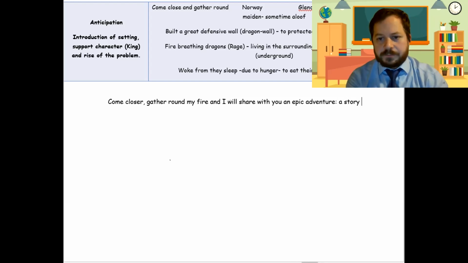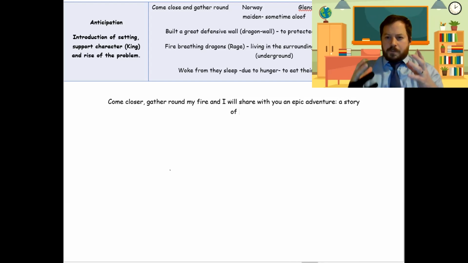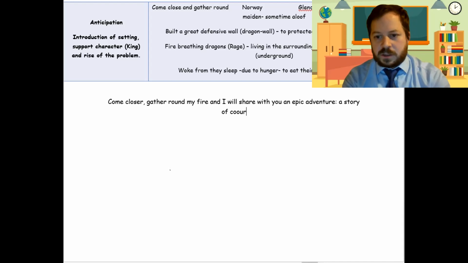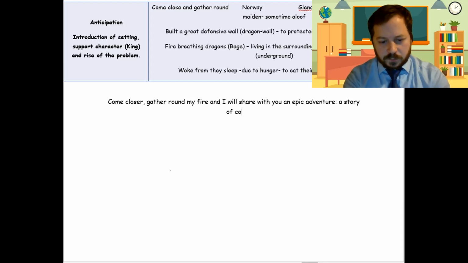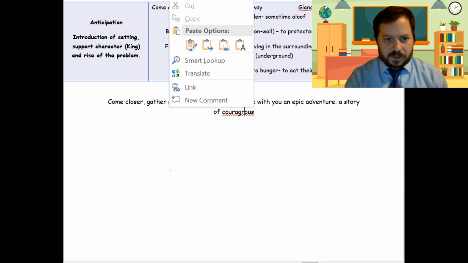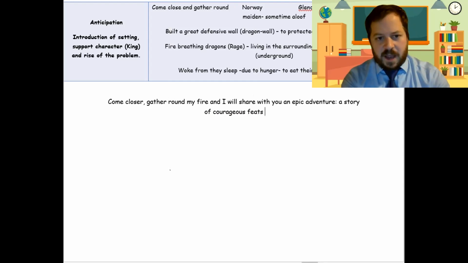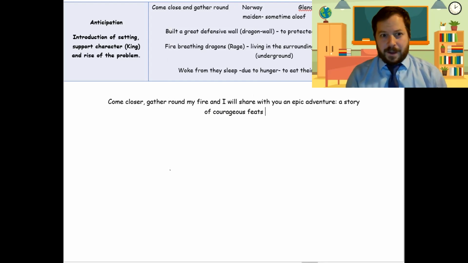It's a story of something like brave, somebody being brave. So we could use bravery, courage. We can go with courageous. So we'll go with courageous feats, and don't worry if you spell things wrong, we know we can always go back and change them as we go along. Courageous feats, feats being things that you've done, so active, like exploits or adventures that you've done before.